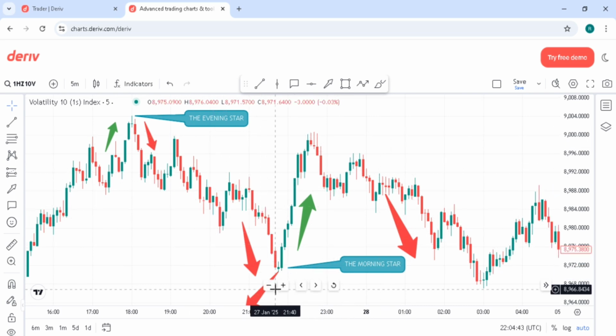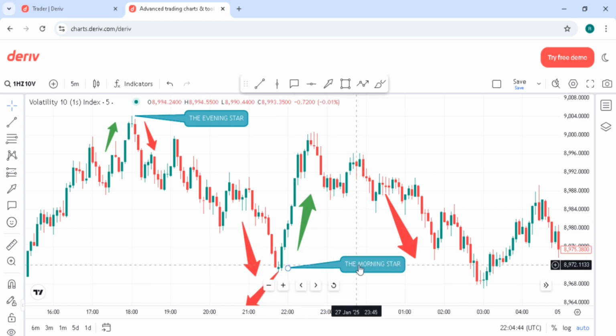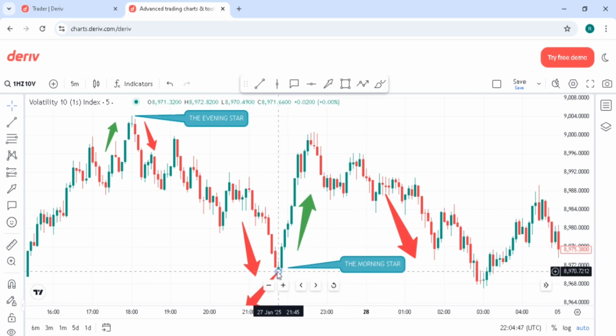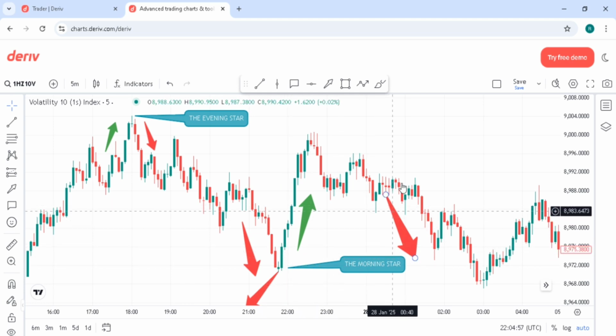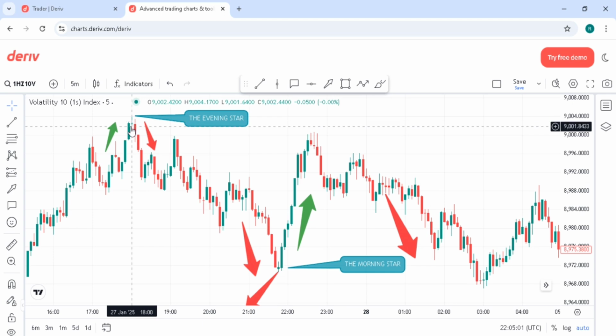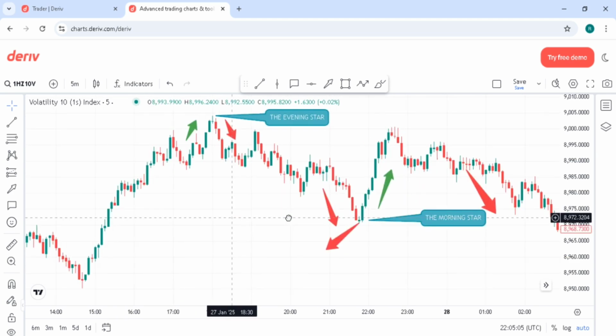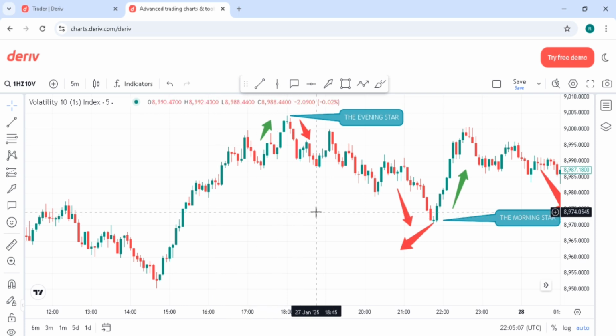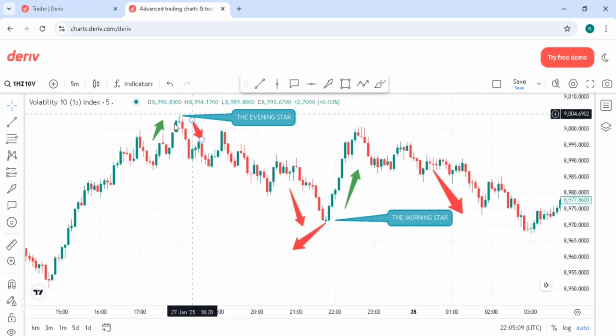Look for a trend. For the case of the morning star, a downtrend, then a red candlestick formed, followed by a small candlestick, then a green candlestick. Then that's a morning star. For the evening star, an uptrend, a small body candlestick, a red candlestick. That's the evening star. So they have variations, of course.